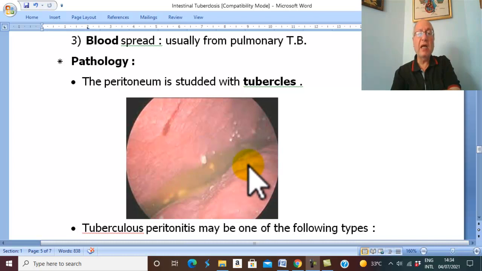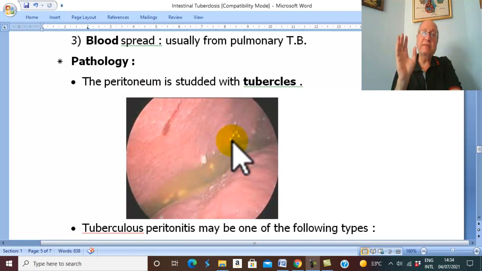Pathologically, the parietal peritoneum and the omentum are studded by multiple tubercles. TB peritonitis may be one of the following types. First of all, ascitic type, which is characterized by ascites, and the peritoneum containing an excessive amount of straw-colored ascites.